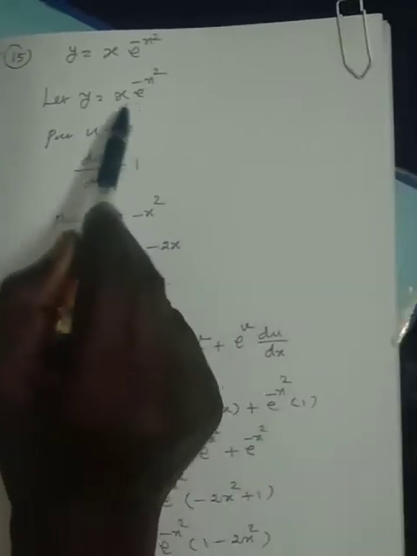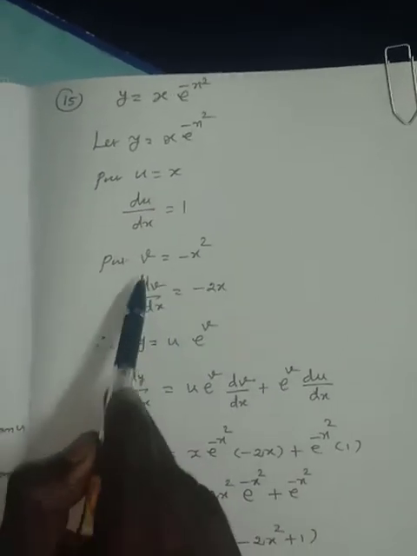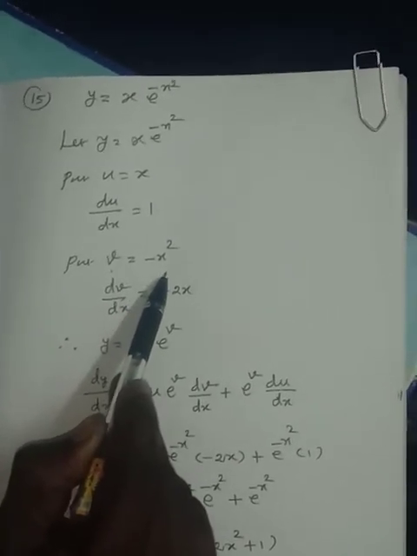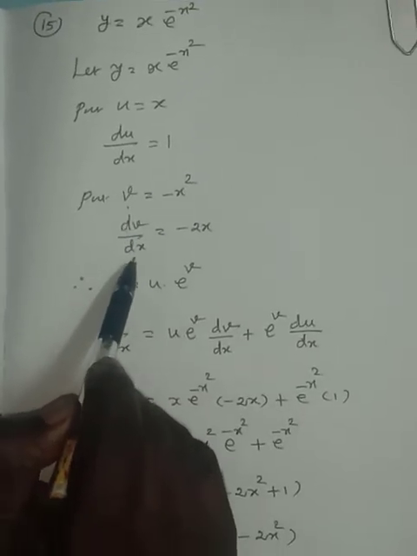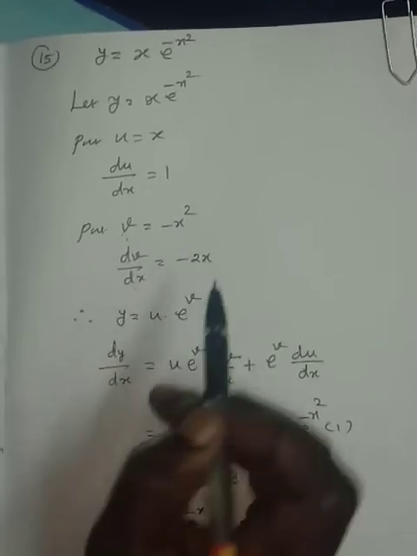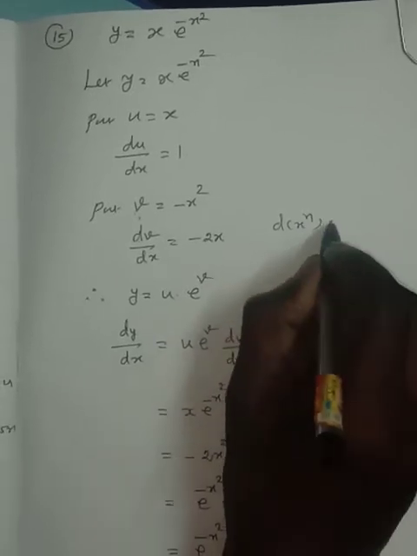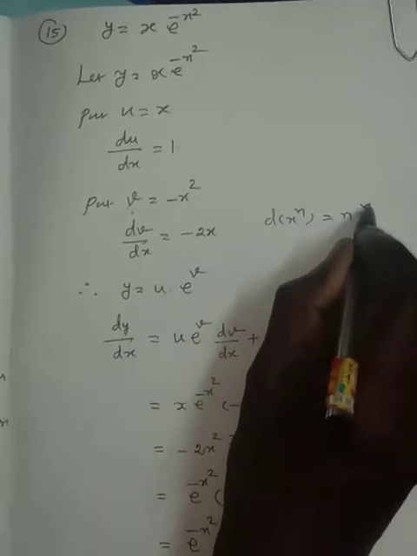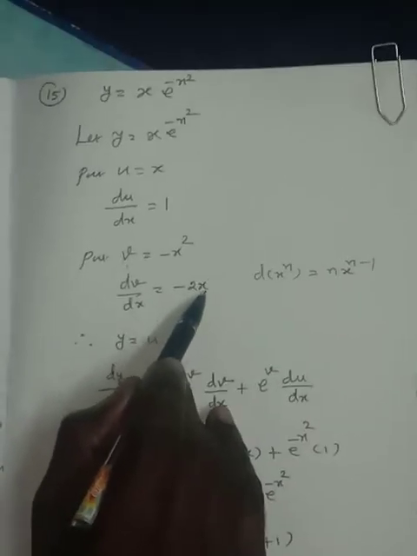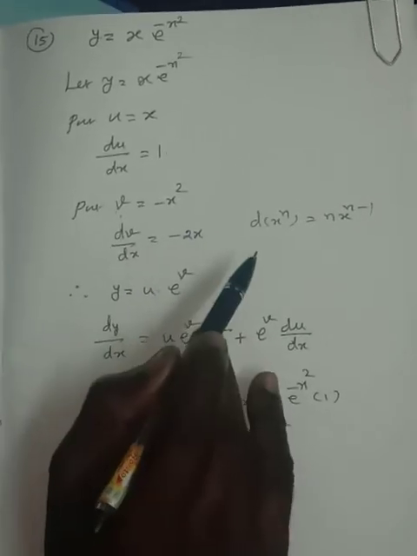There are two variables. Put minus x square is equal to v. Now left hand side variable is v, right hand side variable is x. Therefore dv by dx, differentiate v with respect to x, is minus 2x. Using the formula for x to the power of n, differentiation is n x power n minus 1. Here n is 2, therefore minus 2 x power 2 minus 1 is 1. Therefore minus 2 x power 1 is minus 2 into x.